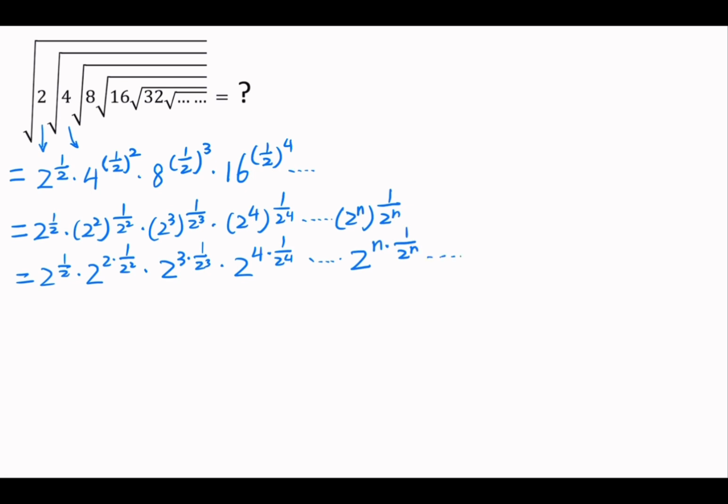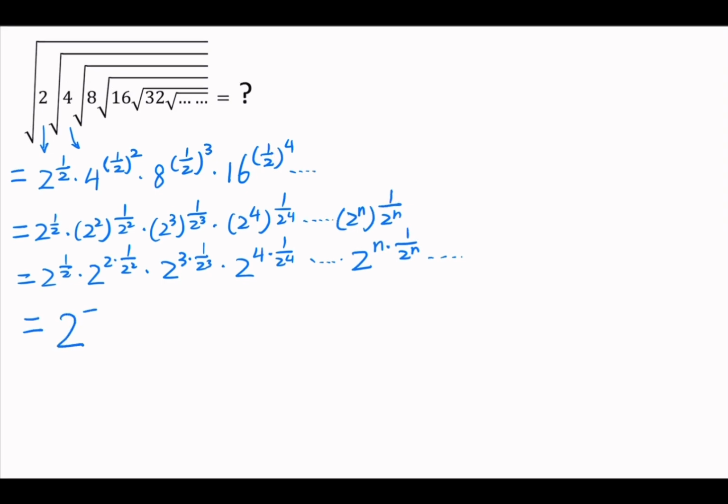So this actually equals 2 to the power of 1 over 2 plus 2 times 1 over 2 squared, plus 3 times 1 over 2 cubed, plus 4 times 1 over 2 to the fourth, plus n times 1 over 2 to the power of n. Alright, so then go to the limit. Let's set the power of this part equal to s.